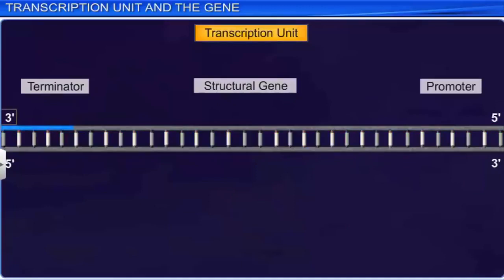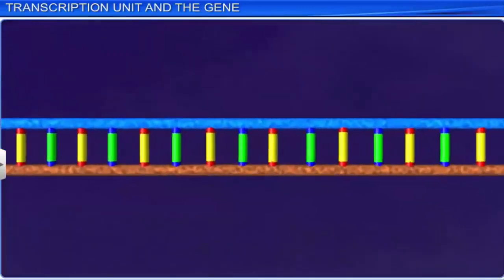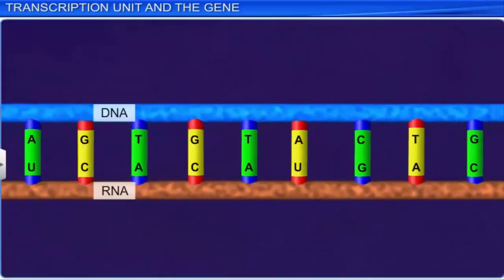The strand with the 3' to 5' polarity acts as a template and is called the template strand, while the DNA strand, which has 5' to 3' polarity, is known as the coding strand and is displaced during transcription. The sequence of this strand is the same as that of RNA, except that thymine exists in place of uracil.